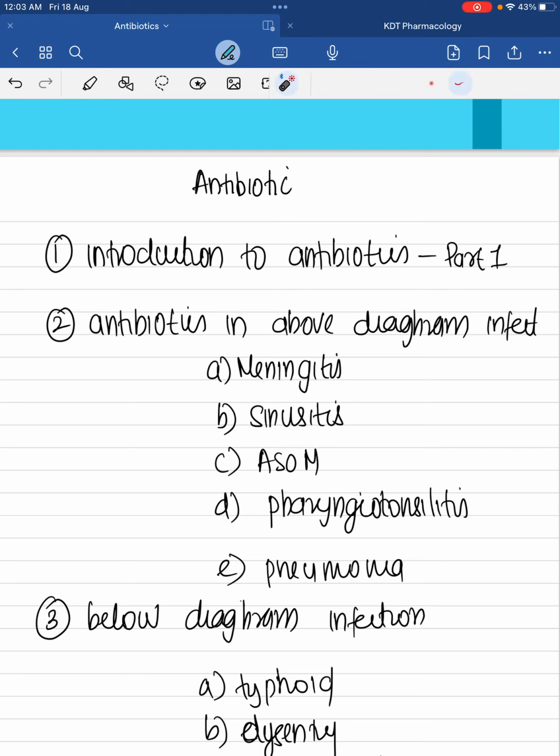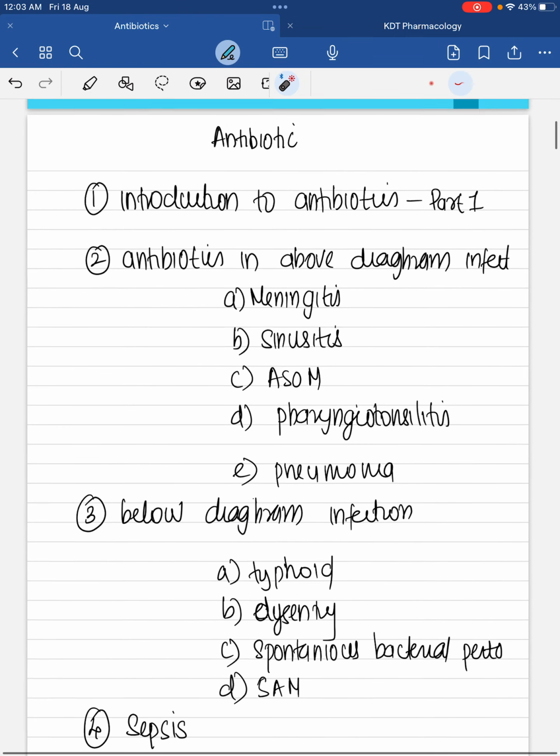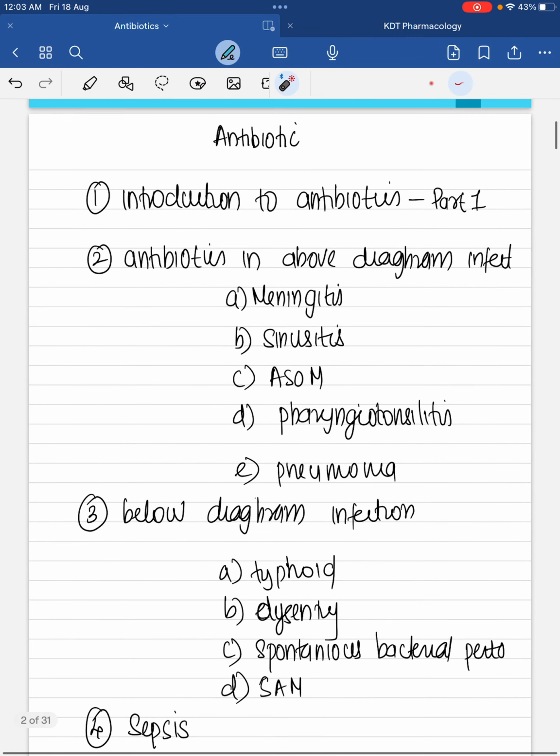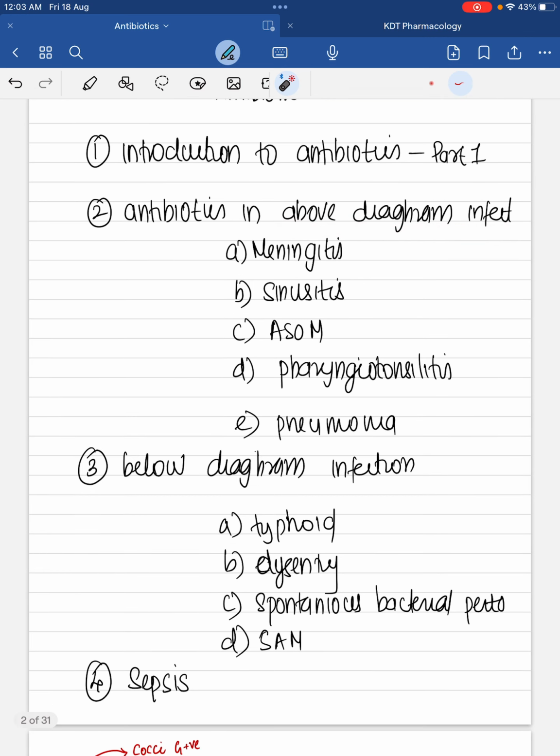The first one is an introduction to the different types of antibiotics and an introduction to the bacteria. The second part consists of how to choose antibiotics in infections above the diaphragm, the third how to choose antibiotics in case of infection below the diaphragm, and the fourth lecture is about sepsis. Today we will discuss only part 1. The following sessions I will be uploading soon.